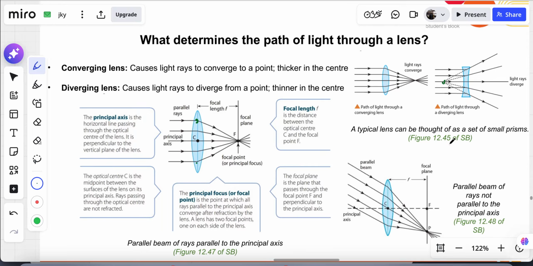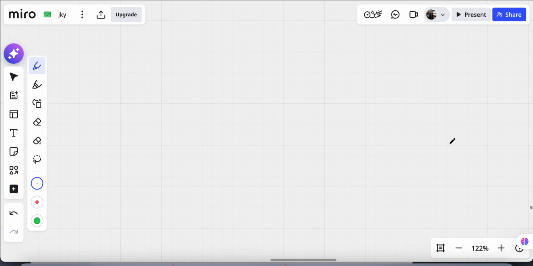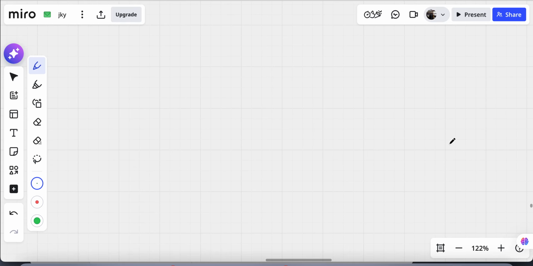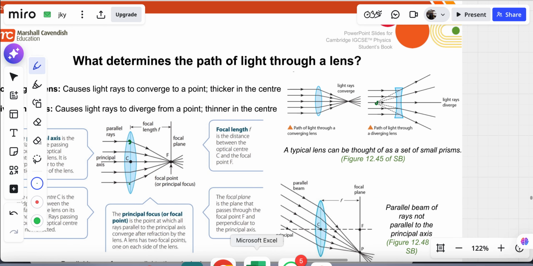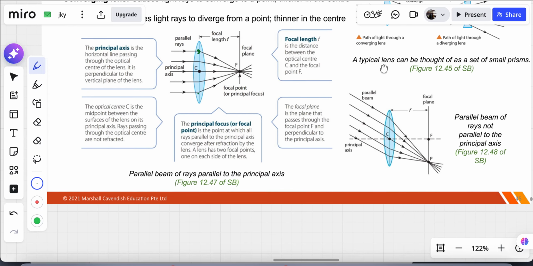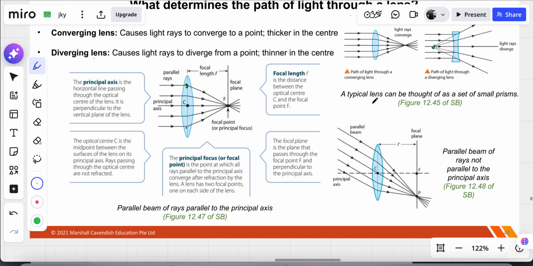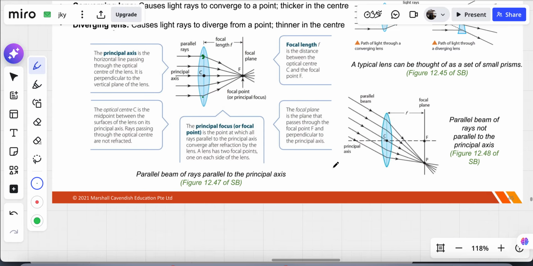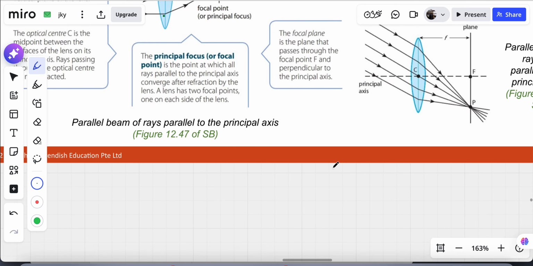Is that okay? Now, how do we use a lens to form an image in a diagram? Let's quickly show two or three scenarios. Let's quickly look at these two and the use of this one in long sight. We use a converging lens for long sight, and we use a diverging lens for short sight.